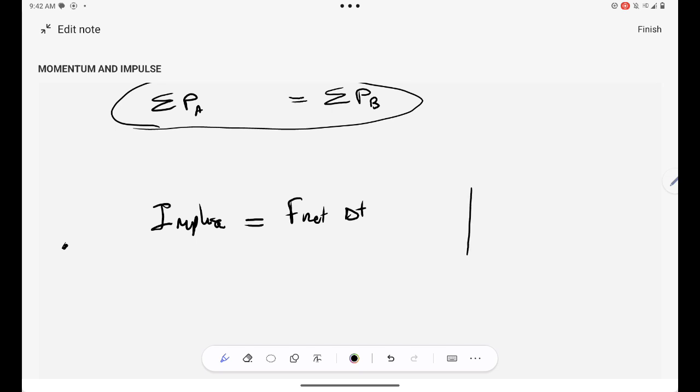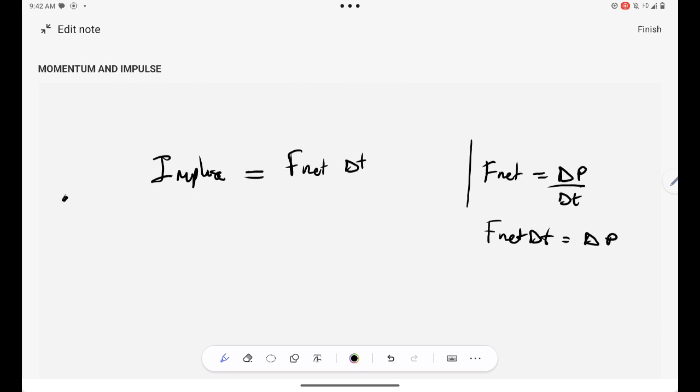But we know that from Newton's second law, F net is equal to the change in momentum over the change in time together, and F net delta t is also equal to the change in momentum. So we can therefore conclude that impulse is equal to the change in momentum.